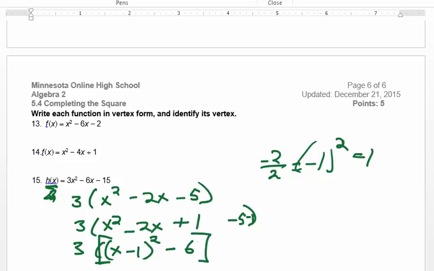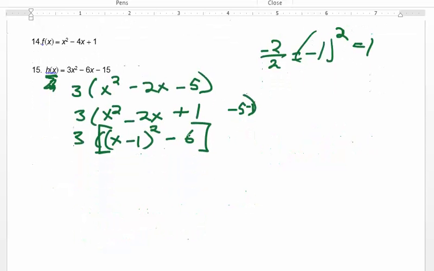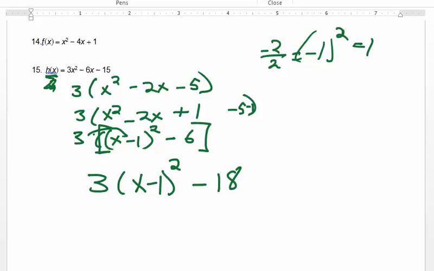This isn't quite vertex form yet because of the 3. So in order to get it in vertex form, let's get rid of some of this other stuff. Let's see. I'm going to distribute this through. That would be 3 times x minus 1 squared minus 18. 3 times this and then 3 times this. Now it's in vertex form. And now you can say what the vertex is by looking at the example.